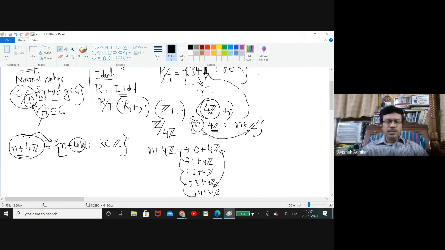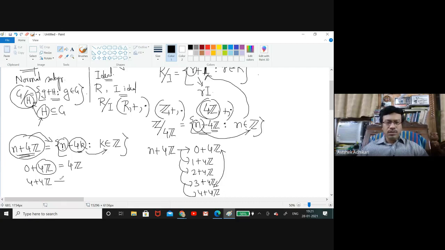Now if you consider the set, here we are varying like this. Here n is fixed and k is varying. So we are considering 0 plus 4Z and 4 plus 4Z. This part is the collection of all integers which are multiples of 4, and you are basically adding 0 with all multiples of 4. So that will simply look like the set 4Z.